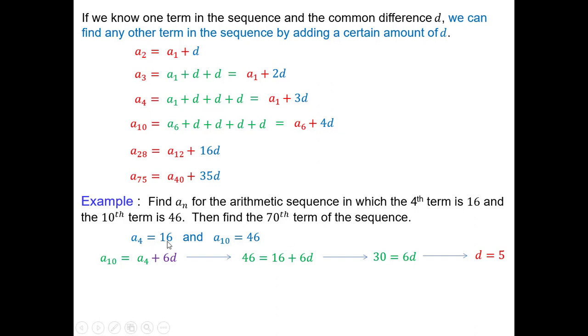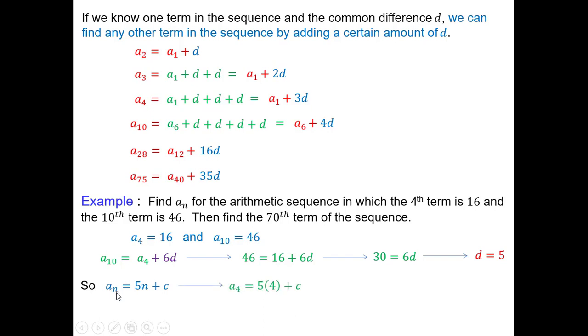Which means that if I start with A4, I could find A5 by just adding 5 to it, and then continue to find more terms by adding 5 over and over. But we'd like to find the 70th term, and the only way we could really do that is if we come up with a sequence rule for A sub n. So we know that A sub n should be 5 times n plus some quantity. What we could do at this point is take any of the values that we know. For instance, we already know that the 4th term is 16, and therefore we could plug in 4 for n.